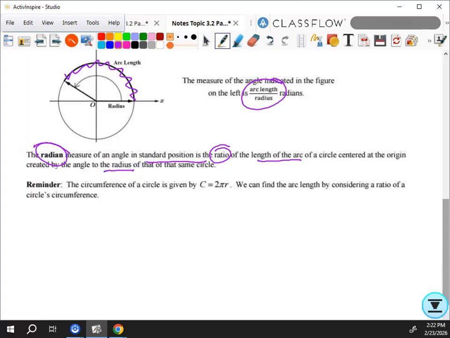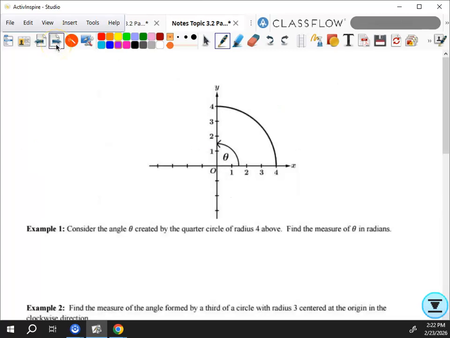They give us a little reminder that the circumference is 2 pi r, and we can find the arc length by just considering it. It's just a ratio, just a part of the circumference. It's not that big of a deal. That's what radians are about, and how we actually find them. Okay, flip this over and let's find some. So theta for radians is arc length over radius.